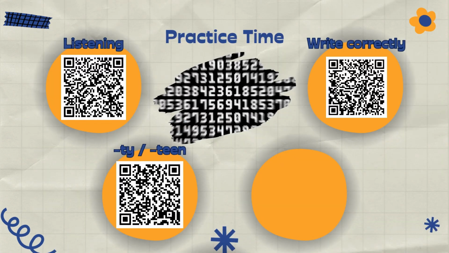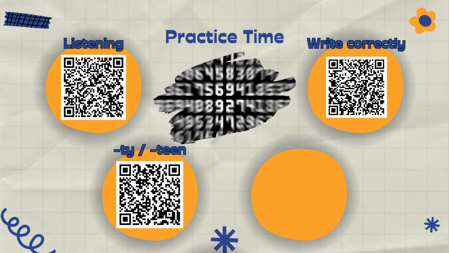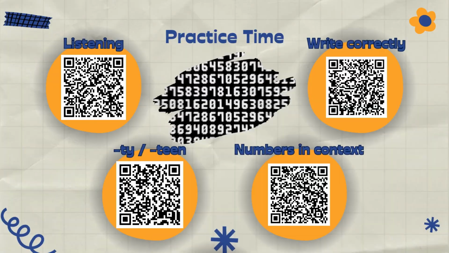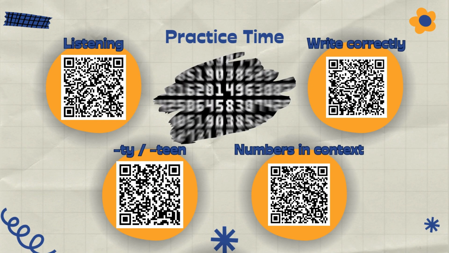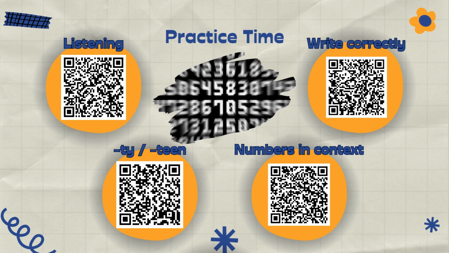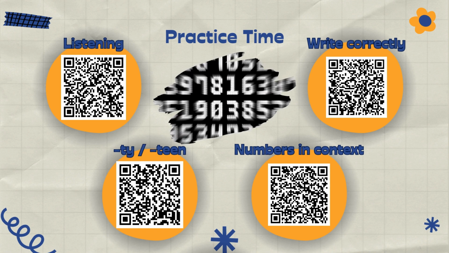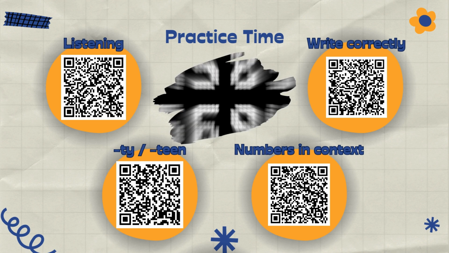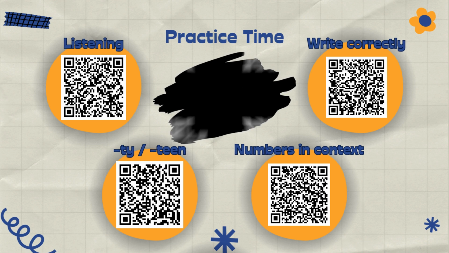The QR on the top right is to practice writing the numbers correctly. Let's see how much you have learned. The QR on the bottom right is to practice numbers in context. You must understand the information and select the correct number according to how it is written. I hope you enjoy these games. They have been created to help you in this journey.